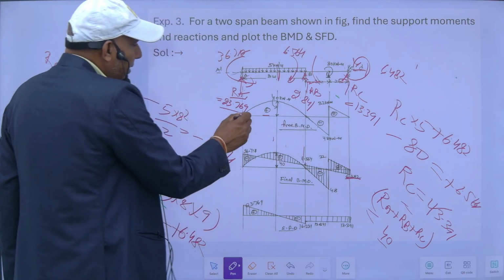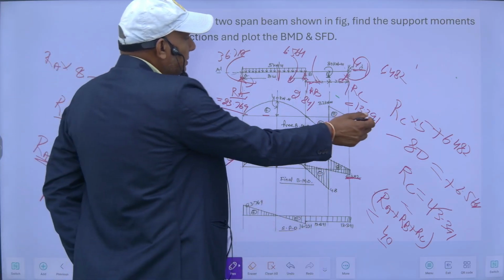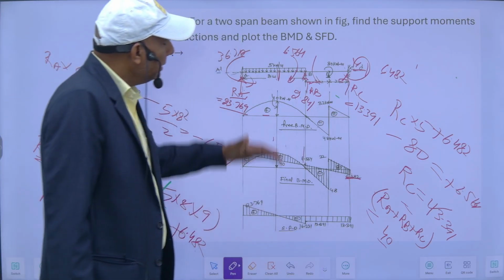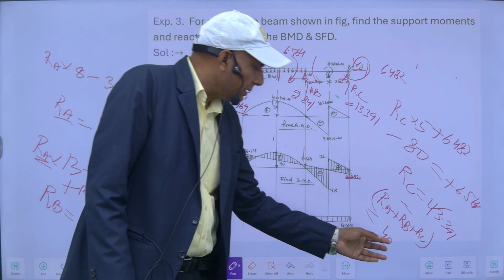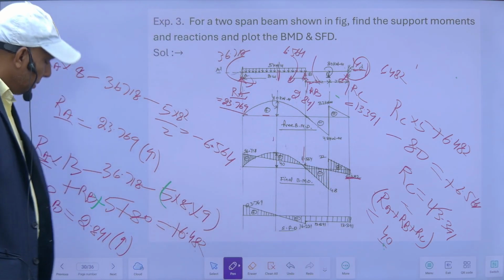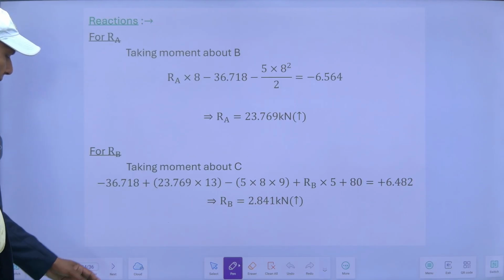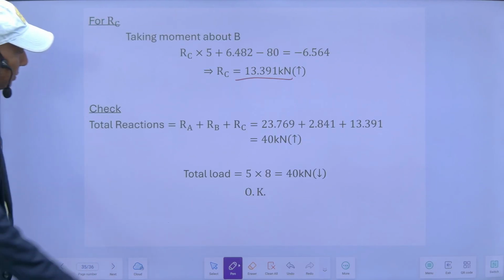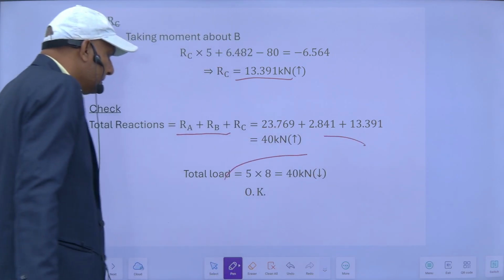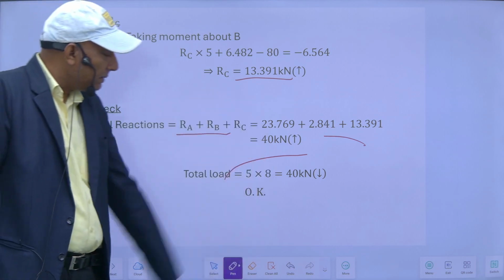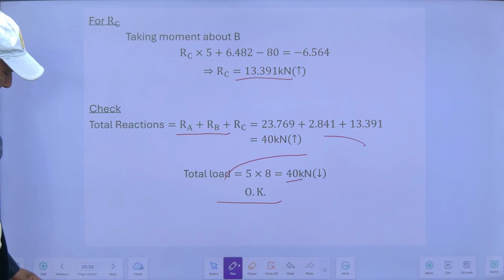So the sum of 23.769 plus 2.841 plus 13.391 should be equal to the vertically downward load. So the sum of these three will be 40. If this is the case, then it is okay, otherwise I have to check. In this case total reactions RA plus RB plus RC is equal to 40, which is exactly equal to the total vertical download which is 5 into 8, 40. So it means my reactions are okay.